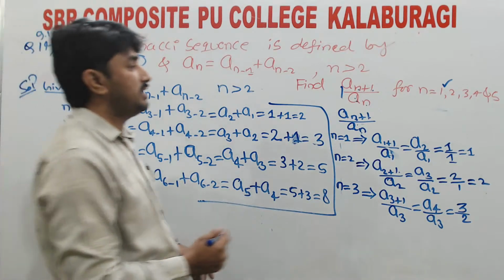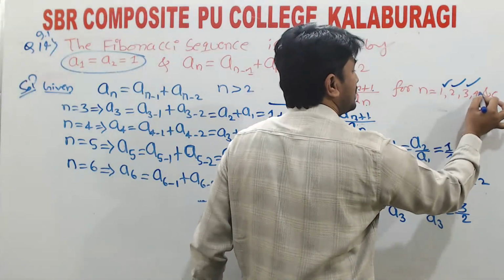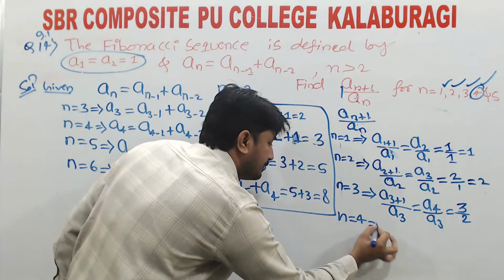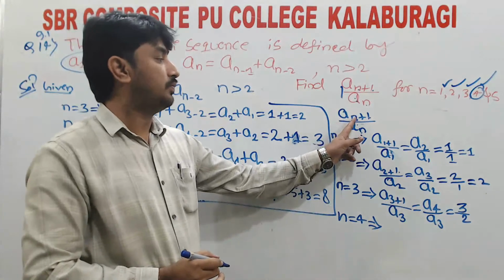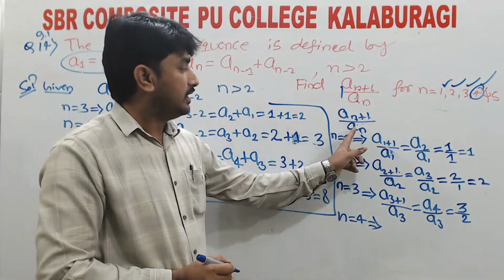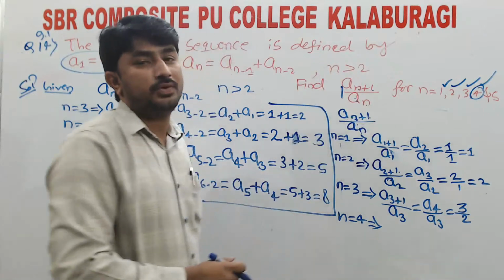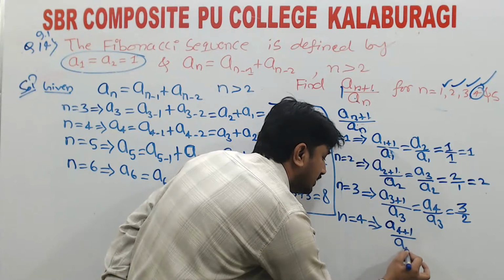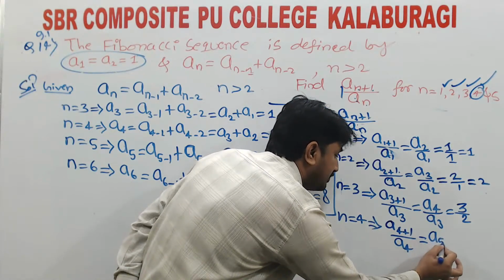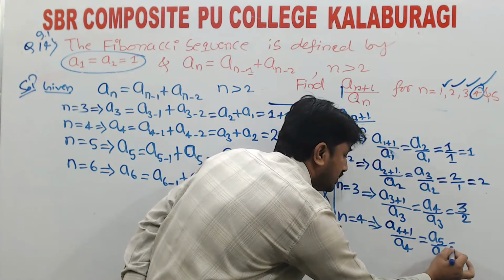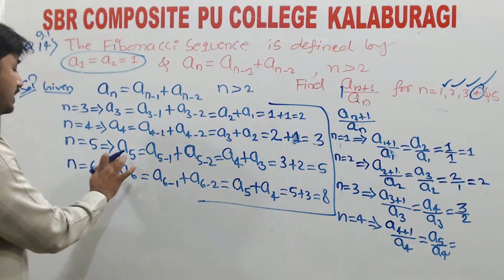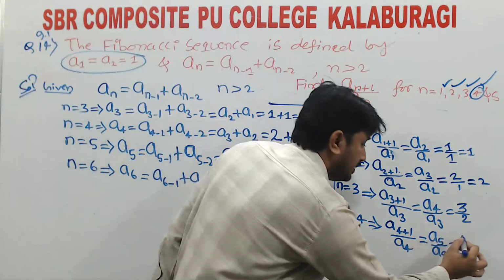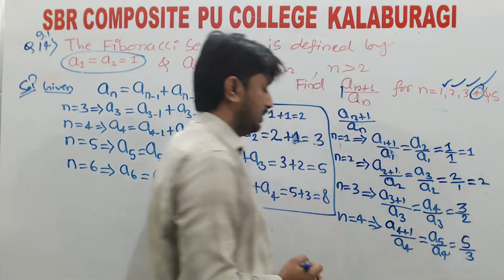And next I am taking n equal to 4, apply in the given condition. 4 plus 1 is 5 and here the fourth term. It means the fifth term by the fourth term, a4 plus 1 divided by a4, is equal to the fifth term divided by the fourth term. Already we know the value of a5 is equal to 5 and a4 is equal to 3. Therefore, it is 5 divided by 3.